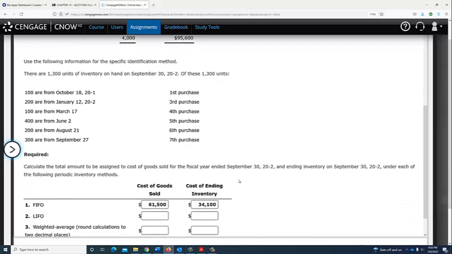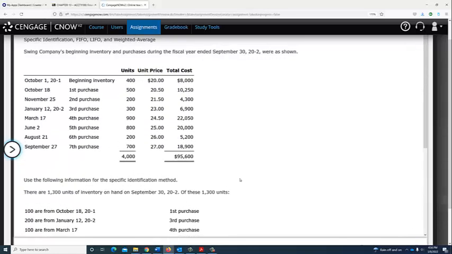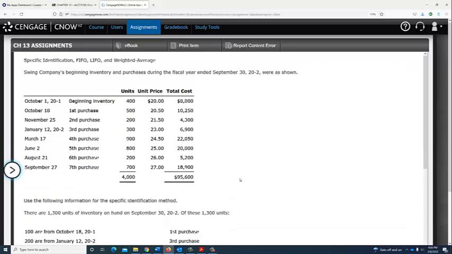Okay, so now let's do last in, first out. LIFO means that the last items I purchased were the ones I sold, and the first items that I started with and purchased are the ones still in ending inventory. So the last ones in were the first ones out. So the last 2,700 are sold, and the first 1,300 are in ending inventory.